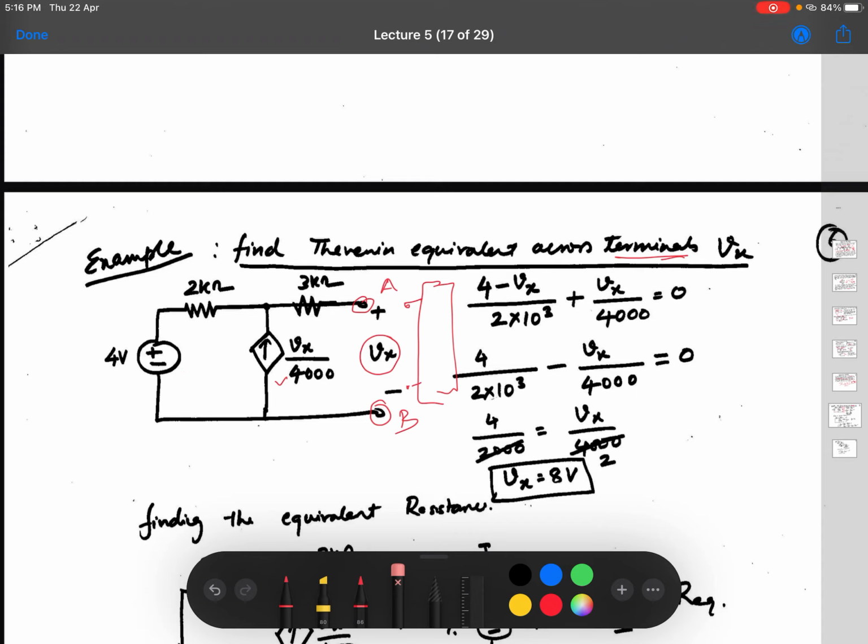What we are trying to find is the voltage Vx. That is the equivalent voltage we are first calculating; Vx itself is V Thevenin. So we are trying to get the Thevenin equivalent voltage across terminals A and B. How to get that? Of course, it is a slightly complicated circuit, so we will write the node equation across this particular terminal A.